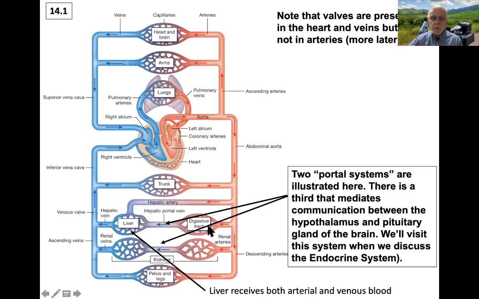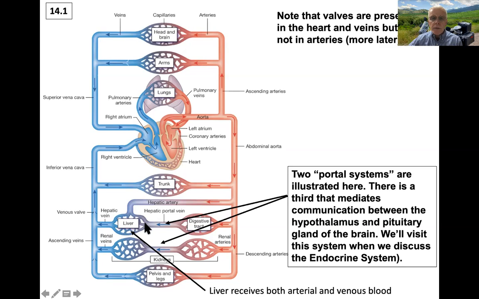Blood passing to the GI tract, like for example, the intestines. When the blood leaves the intestines, it doesn't go directly back to the heart. In the GI system, the blood first of all passes through the liver.